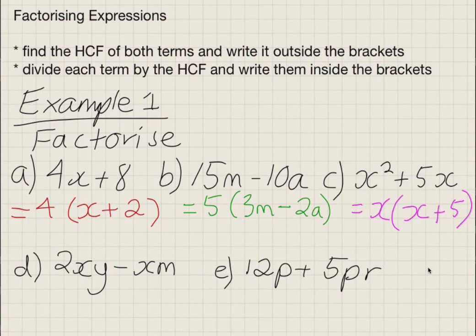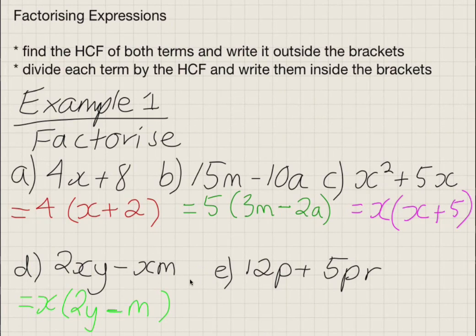Okay, the next one. Again, there is a letter that goes into both. It's x, so taking x out the front. And if you were to expand the brackets, x times what would give 2xy? It's basically what's left, just 2y. And then x times minus m would give you that minus xm there. So x times minus m in there.